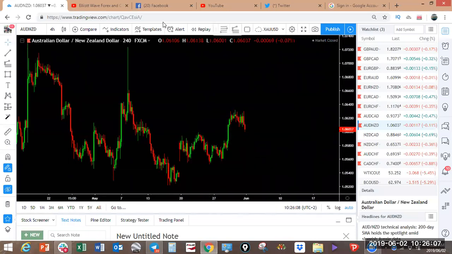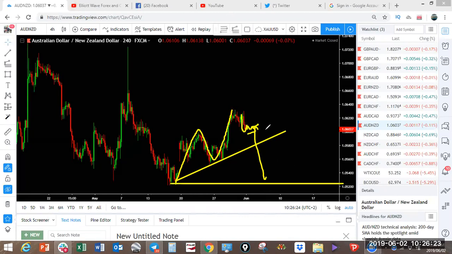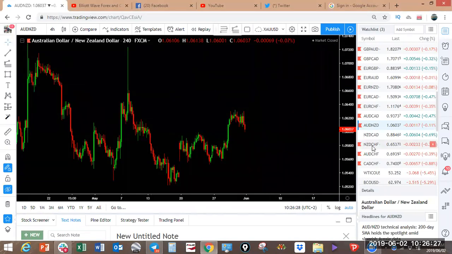On the 4 hour, you've got that one here. 1, 2, 3. You need to get another corrective structure here to confirm this. Even better if this structure is completed here. A break below that, you'll get that one minimum to this level. So Audi New Zealand looks good.